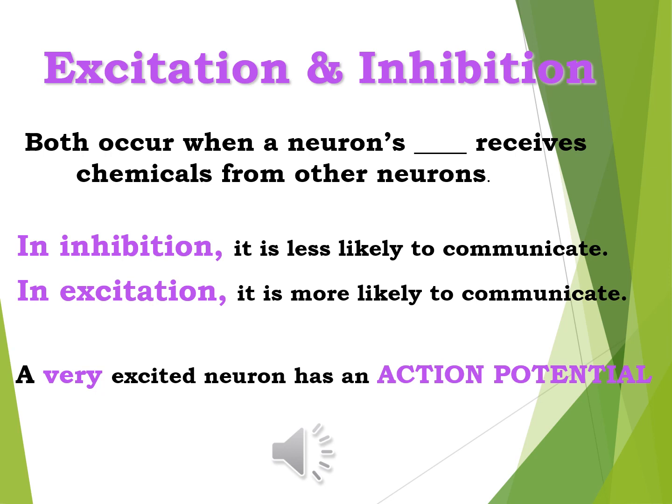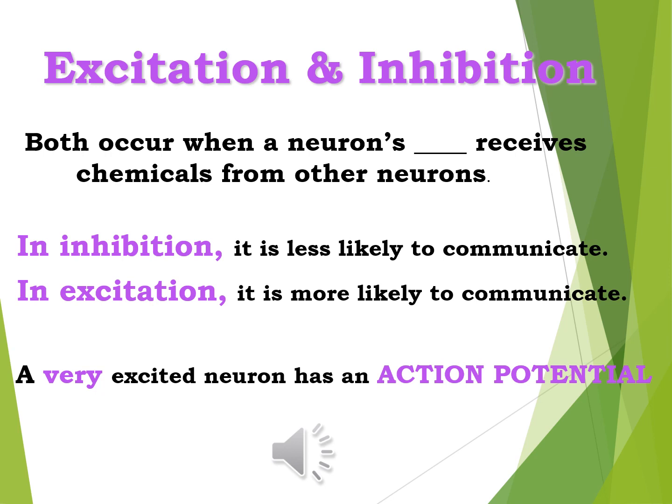We'll start with a simple process first. Inhibition. In inhibition, those chemicals cause that neuron to be less likely to communicate. So the dendrites of the neuron receive the chemicals, and now that neuron, that entire structure, is less likely to communicate with other neurons. End of story. Let's move on, if that's okay, to the more complicated process, excitation.